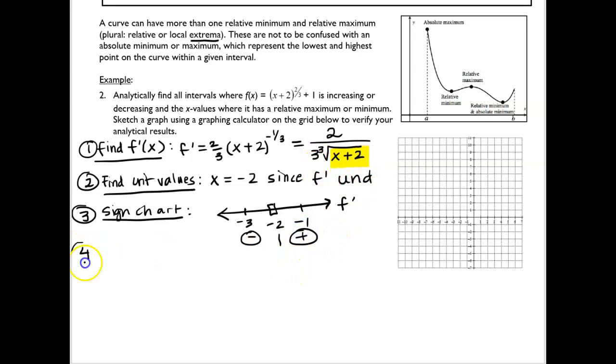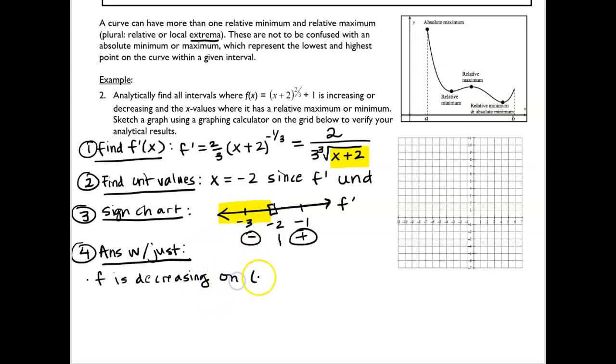And now you need to give your answers with justifications. So if you give answers and you don't justify them, you would get 0 points on the AP test and on tests in our class. All right, so first let's say f is decreasing. It asks me to find intervals of increasing or decreasing. So I see it's decreasing here up to negative 2. Now this is my first derivative is undefined, but my actual function is defined, and so I can use a bracket here. F is decreasing on the interval negative infinity to negative 2 included, since f prime is less than 0.